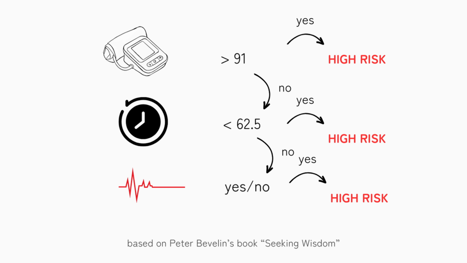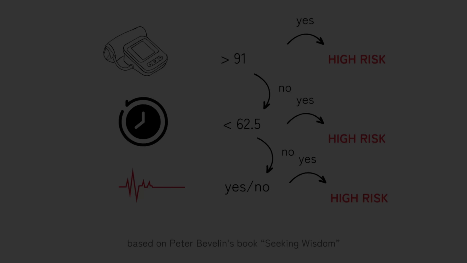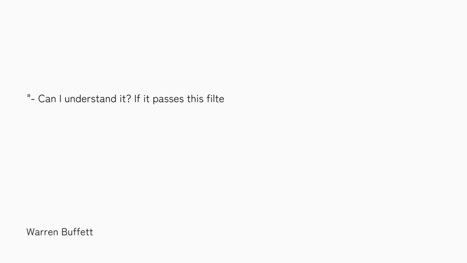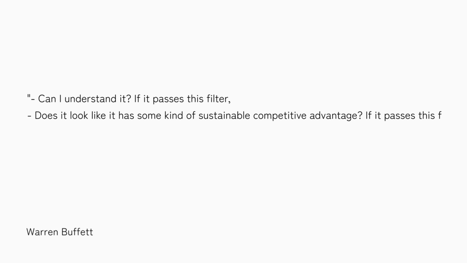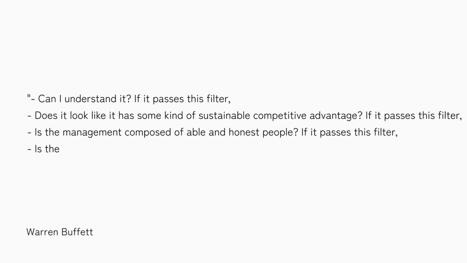The next example deals with the area of investment, or how Warren Buffett filters out business ideas. Can I understand it? If it passes this filter, does it look like it has some kind of sustainable competitive advantage? If it passes this filter, is the management composed of able and honest people? If it passes this filter, is the price right? If it passes this filter, then we write the check.